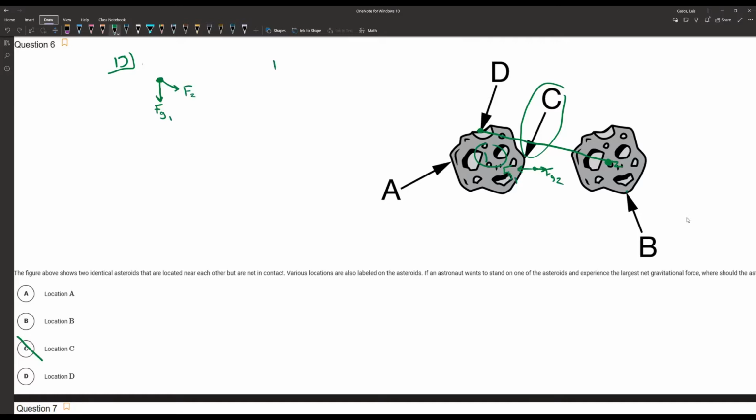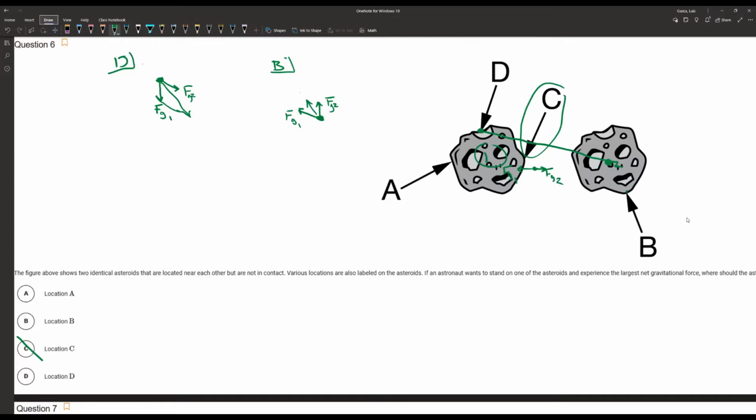If we look at location B, I'm going to have the force due to gravity from asteroid 2, something like this. And the force due to gravity for asteroid 1, something like this. And so here, because of their vector addition, we can put them together and we get a resultant force, something like this. The sum of these two vectors.